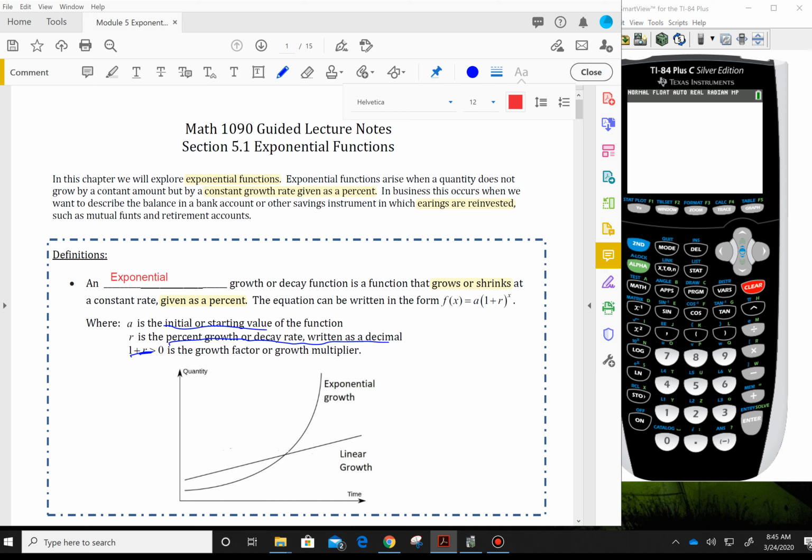Graphically, you would like to see how an exponential function is different than a linear function. Where a linear function has a constant slope, a constant growth, in an exponential curve the slope is changing as you go through time. It gets steeper and steeper.